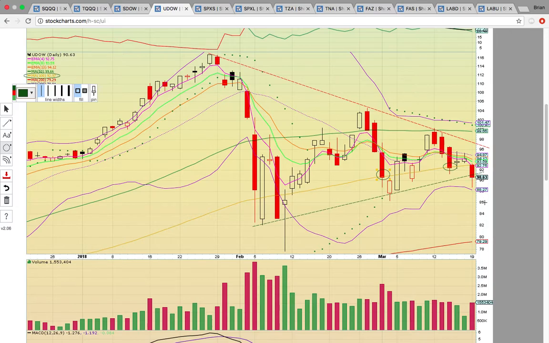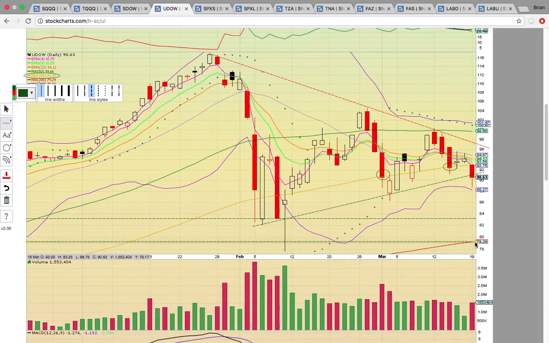It is signaling that this could break down to the downside, and that would put the low close on deck, which would be way down here at 83. So the downside risk is 83, and then possibly the 200-day simple moving average at 79.